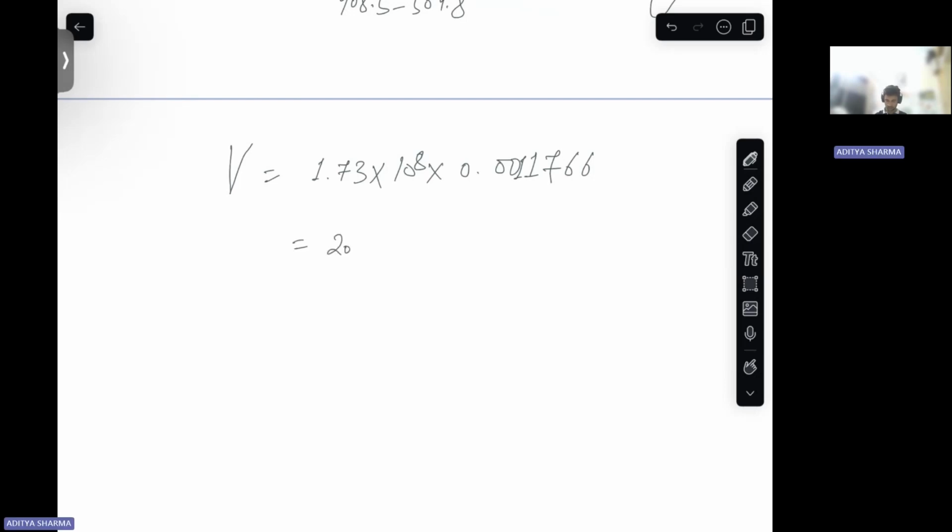So this will come out to be 203,551.8 meter cube, right?